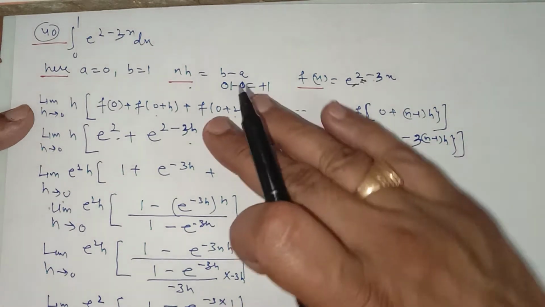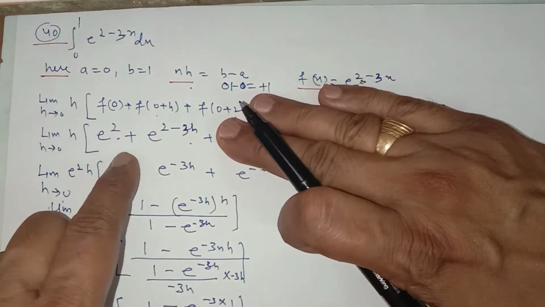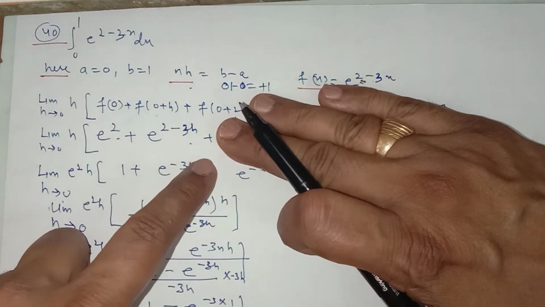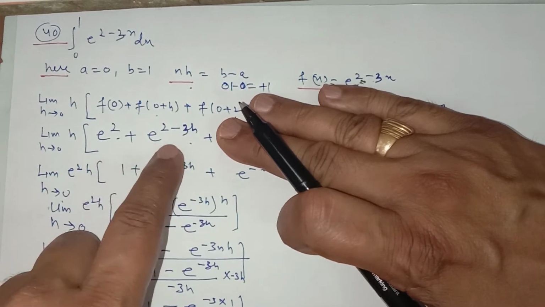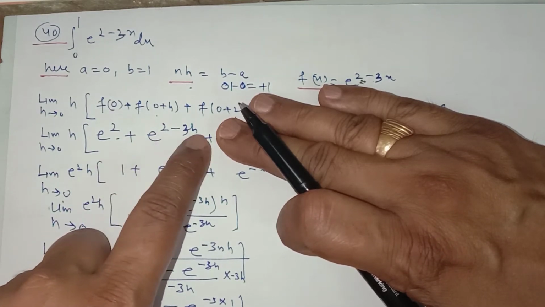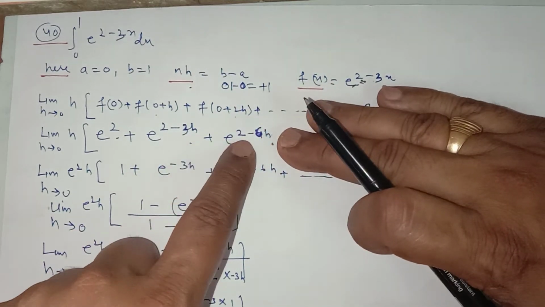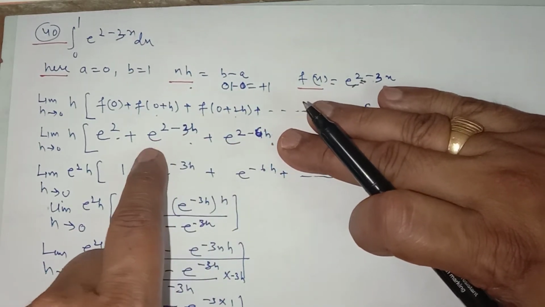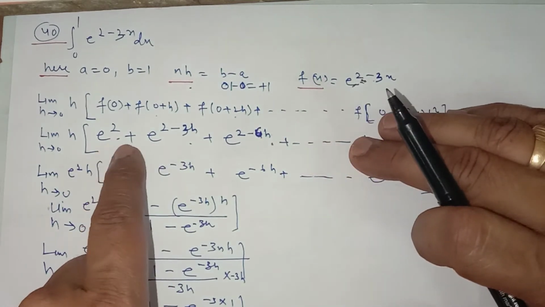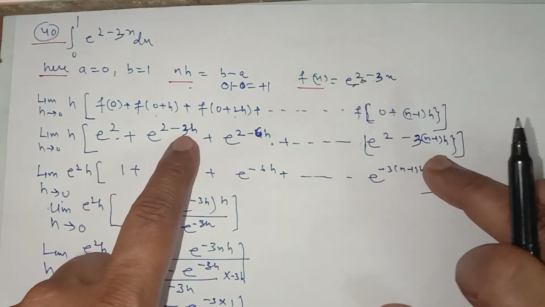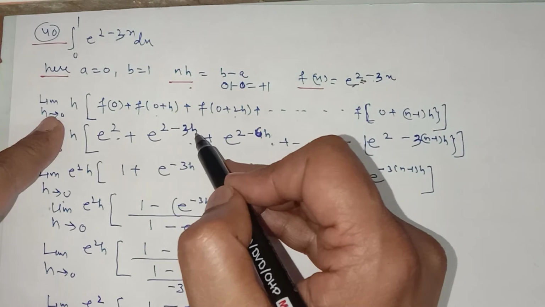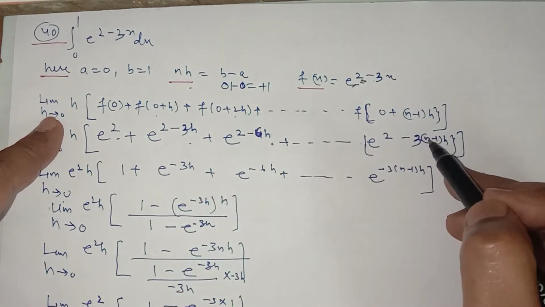Up to e to the power 2 minus 3 n minus 1 into h. I've told you already, when you are doing the limit of sum, when the first term is e square, then all the terms will have e square. So the second term is e to the power 2 minus 3h, you have to replace h by 2h, you will get the next term, which is e to the power 2 minus 6h, and the nth term will be e to the power 2 minus 3 n minus 1 into h. So you have to replace h by n minus 1 into h.